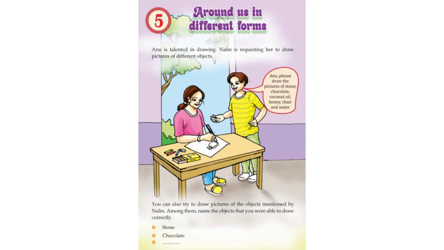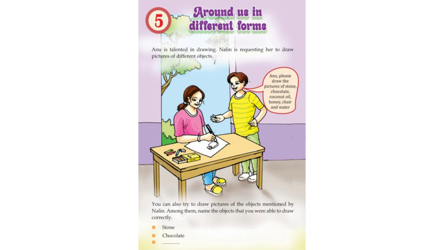EVS Lesson 5: Around Us in Different Forms. Anu is talented in drawing. Nalin is requesting her to draw pictures of different objects. Anu, please draw the pictures of stone, chocolate, coconut oil, honey, chair, and water.